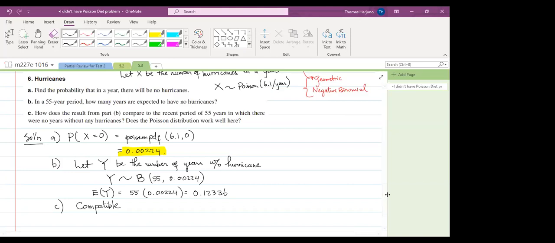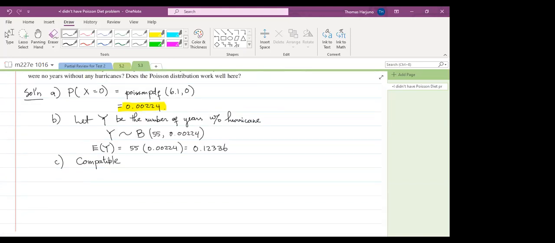That's for number 6. Let me see if there are more problems from there, but I guess I will just stop here. Your suggested homework will be from section 5.3, number 5 to number 15, just do the odd ones. Okay, that's for today.